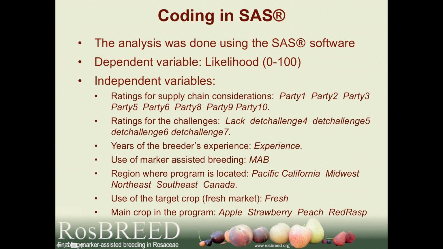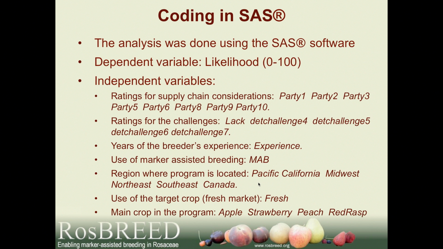Here we have a list of variable names. We use party 1, party 2 through party 10 to represent the ratings for supply chain considerations for different considerations. For the challenges, we use DET challenge to represent the ratings for the challenges. Experience is the years of breeders' experience. MAB is the variable that represents whether marker assisted breeding is used or not. It is a dummy variable, 0 and 1.